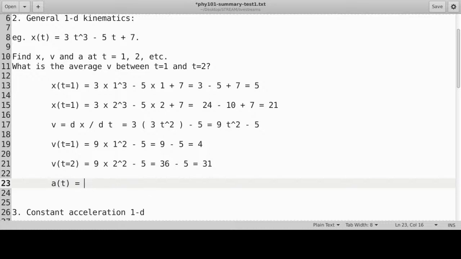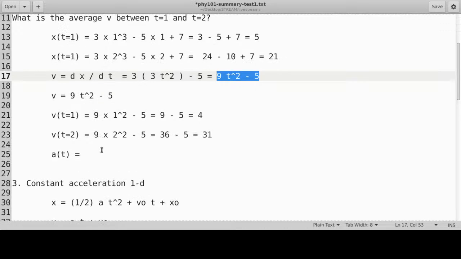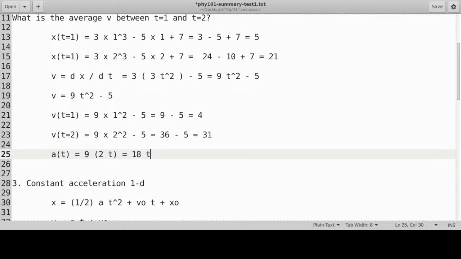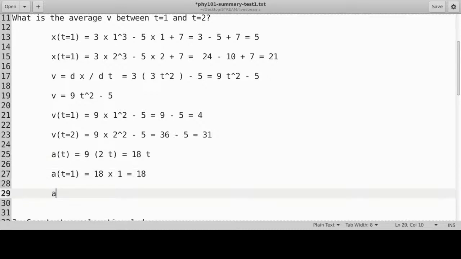So you differentiate again, but this time you're differentiating the velocity equation. Maybe I should just put that on its own line here. So the velocity equation here is v is equal to that. And so you have 9, that's that coefficient right there, and the t squared, when you differentiate the t squared, you get 2t, like that. And then the minus 5, that's just a constant. When you differentiate that, you get 0. And that's 18 times t. Now if you want the acceleration at t equals 1 second, that's going to be 18 times 1, which is pretty trivial. And a at t equals 2 seconds is basically going to be 18 times 2, which is 36.